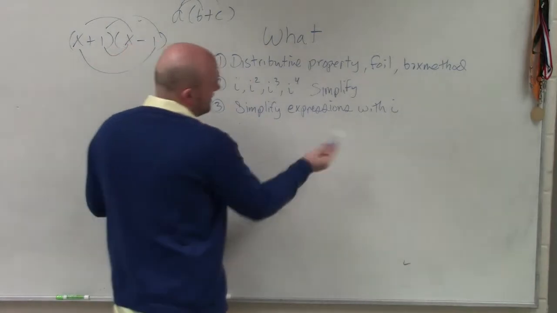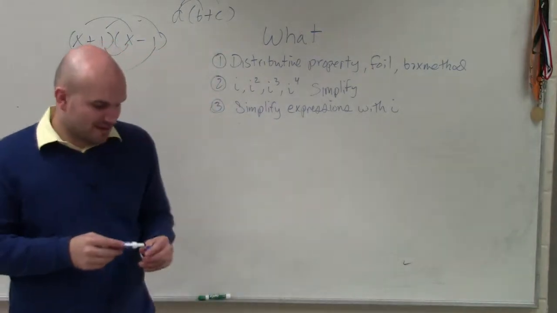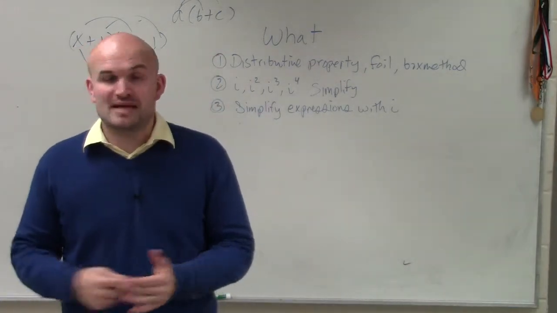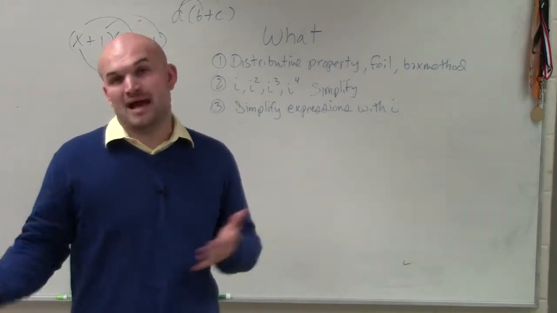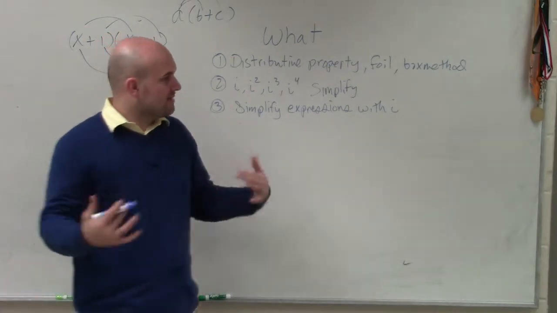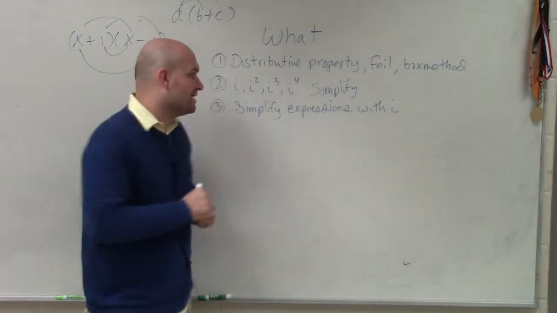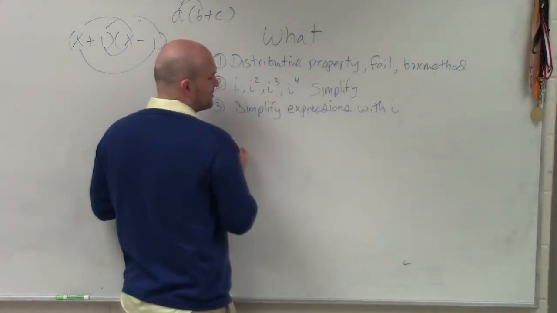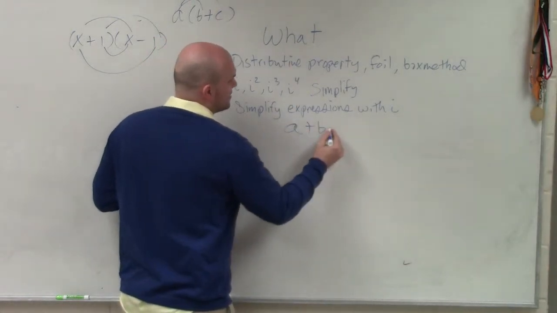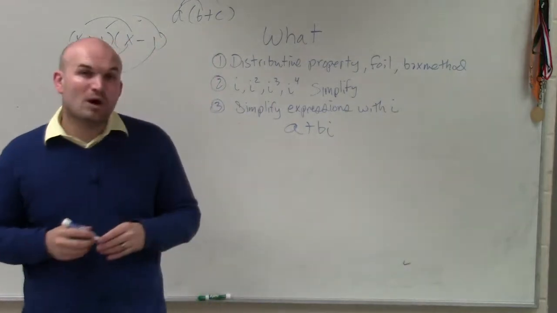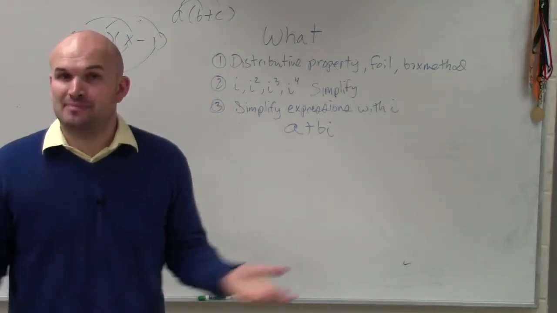The last thing is simplifying expressions with i. Basically what I mean by simplifying expressions is combining like terms, adding the real numbers, adding the imaginary terms. So make sure you know how to add and subtract so we can simplify it, so that once we've completed multiplication, we can rewrite it as one single complex number in the form of a plus bi.